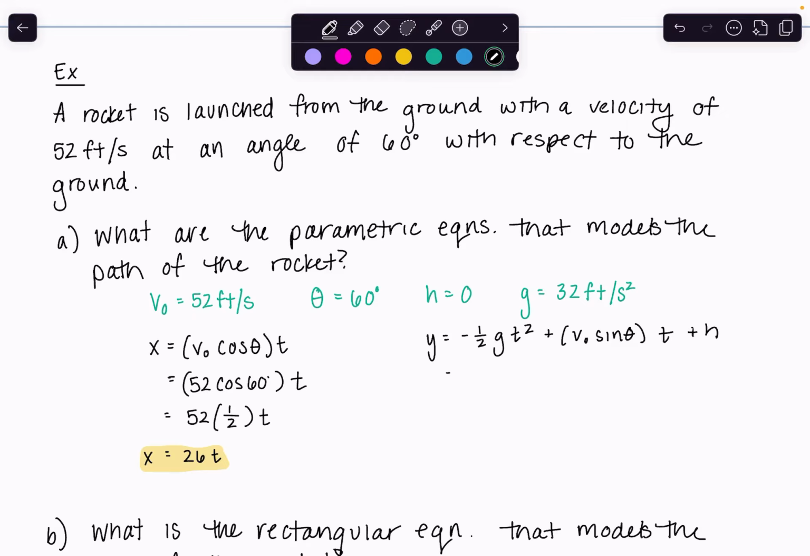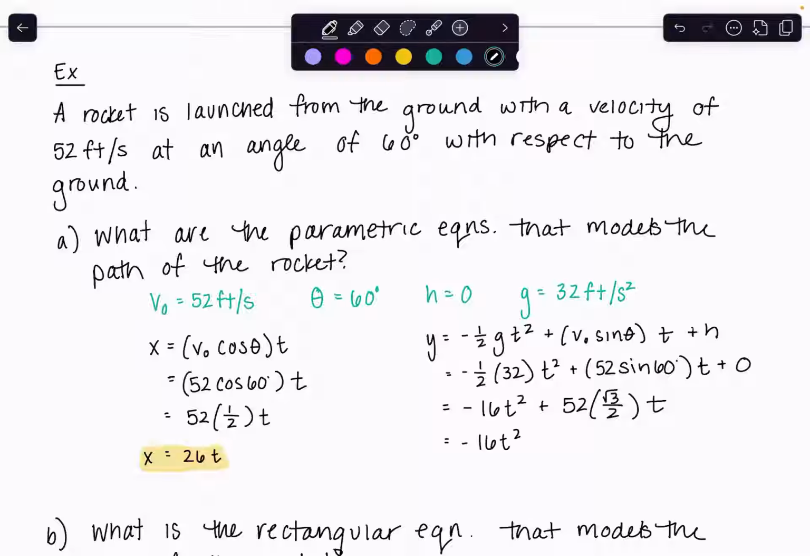Okay, so plugging this in, again, gravity, we're going to use the 32. Our initial velocity is 52. The angle is 60 degrees. And then the height is 0. So filling that in, that's -16t squared. Sine of 60 degrees is not pretty. That is √3/2. And so simplifying that out, 52 divided by 2 is 26. So we get 26√3t. Again, not pretty, but that is our true formula for the y coordinate.